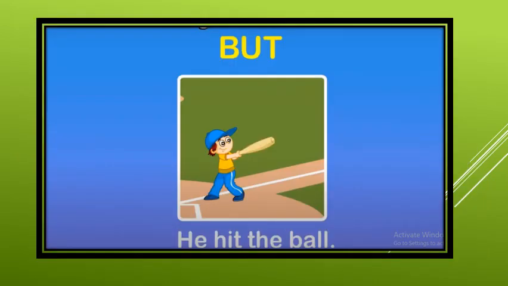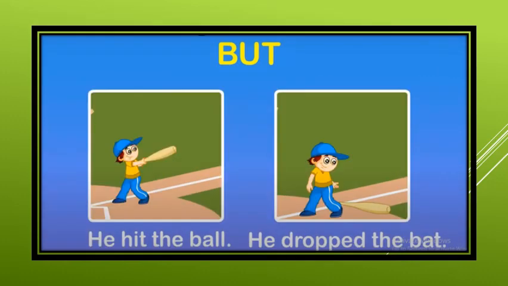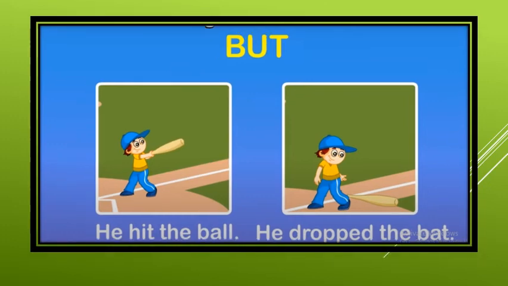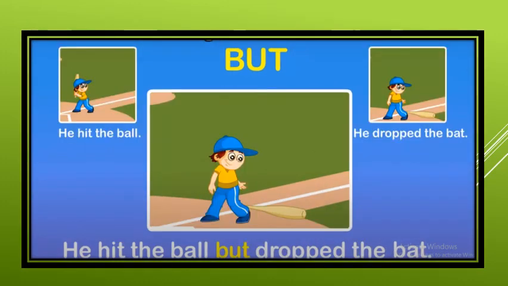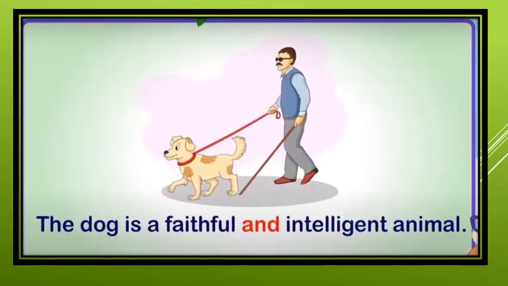Now have a look at the usage of but. He hit the ball. He dropped the bat. So we will use but in this. He hit the ball but dropped the bat. The dog is a faithful and intelligent animal.